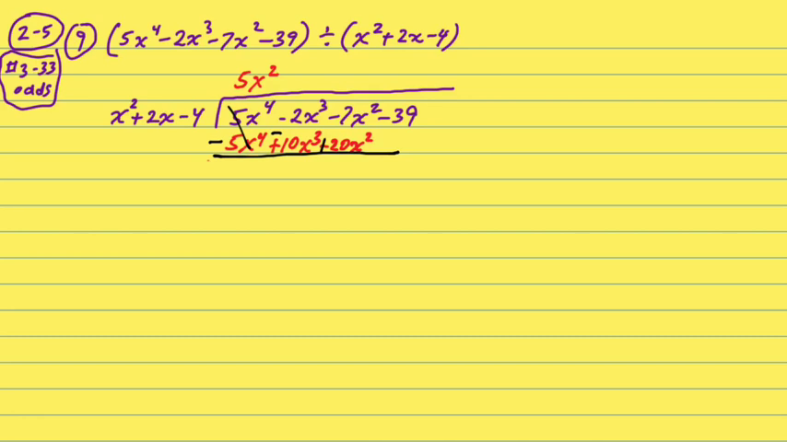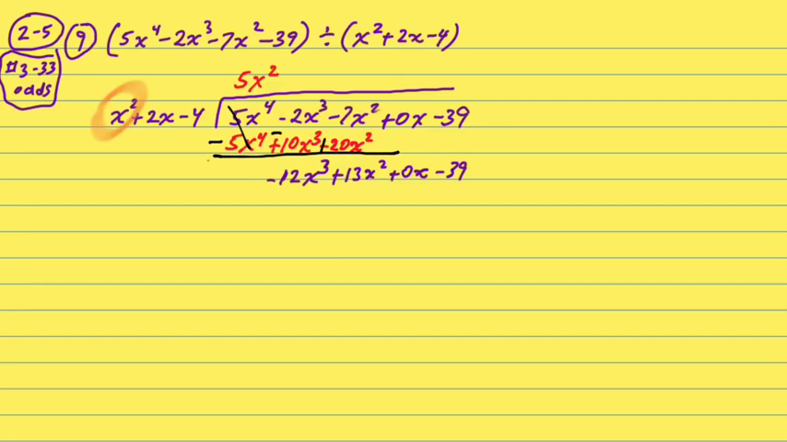Now I add, and what do I get here? Is that negative 12, I think? Negative 2 and negative 10 is negative 12x to the third. 20 and a negative 7, I think, is 13x to the second. And I don't have an x to the first term in this, apparently. So I probably should write this as plus 0x to the first and then minus 39. So basically there's a 0x here.